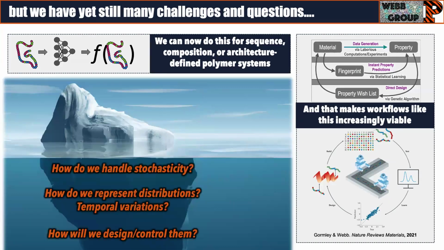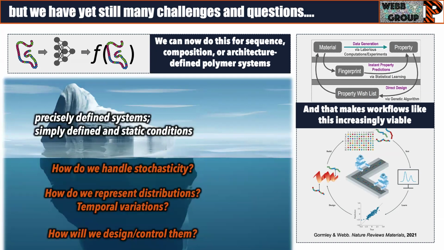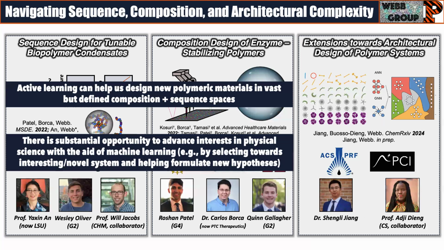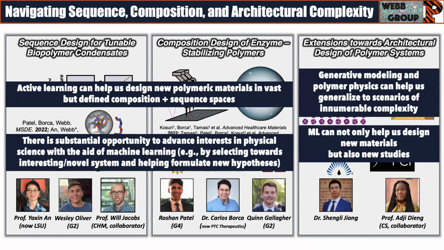But it's really only a component of what we're working on. Everything I told you about today was precisely defined systems, simply defined and in single conditions. There's a whole host of things that work beneath the surface, which are going to be needed innovations in the future to really get these things towards representing new polymeric and real polymer systems. So with that, I'll leave up these conclusions.